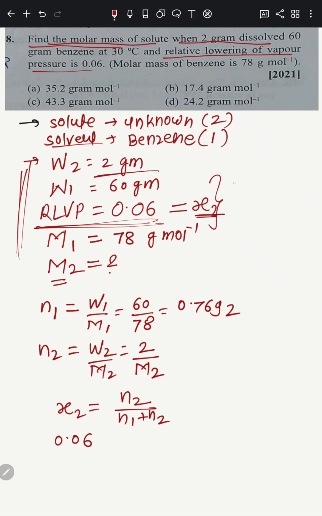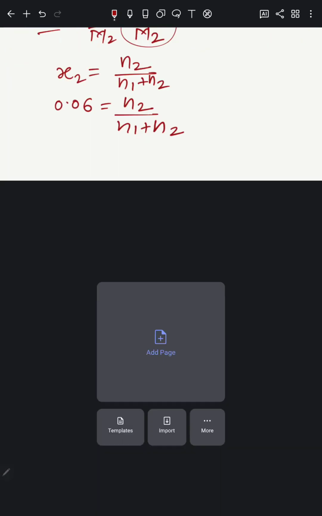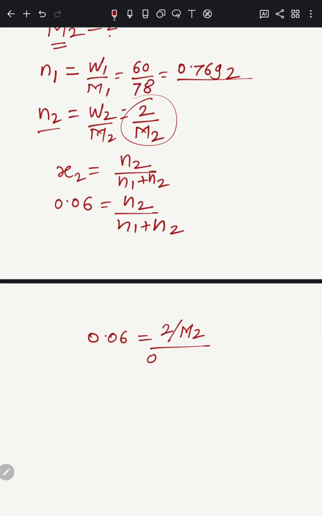हे तुम्हाला कदाचित आठवत असेल, that is delta P upon P1 naught which is equal to X2, आणि यालाच काय म्हटलेलं आपण RLVP, so which is equal to X2. बघा आता 0.06 हे झालं तुमचं X2 which is equal to n2 upon n1 plus n2. ठीक आहे, मग आता आपल्याकडे n2ची जी व्हॅल्यू आहे ती आपण पुट करू. n2ची व्हॅल्यू काय आहे 2 upon M2. So by taking the next, what I am going to write: 0.06 which is equal to, आता n2ची व्हॅल्यू काय आहे 2 upon M2 upon n1ची व्हॅल्यू किती आहे आपण काढलेली ऑलरेडी बघा, what we calculated n1 as 0.7692 प्लस परत n2 आहे. हा n2 म्हणजे काय आहे 2 upon M2.